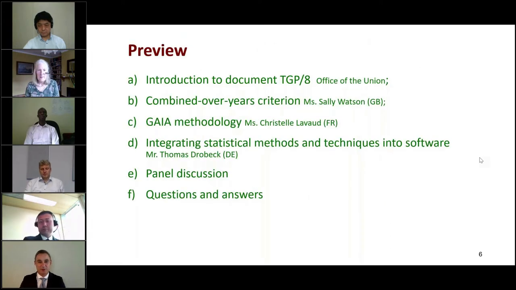During this webinar, we will start with an introduction to document TGP8, and then look into the combined over years criterion, the Gaia methodology, and also how to integrate statistical methods and techniques into software. These presentations will be followed by a panel discussion with our guest experts from Kenya and Japan. Finally, we'll have a session on questions and answers. If you would like to already place your questions, please use the question box in the GoToWebinar control.